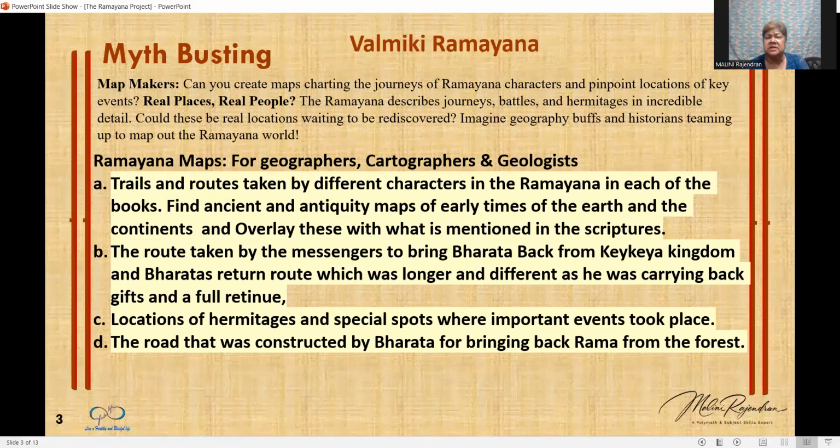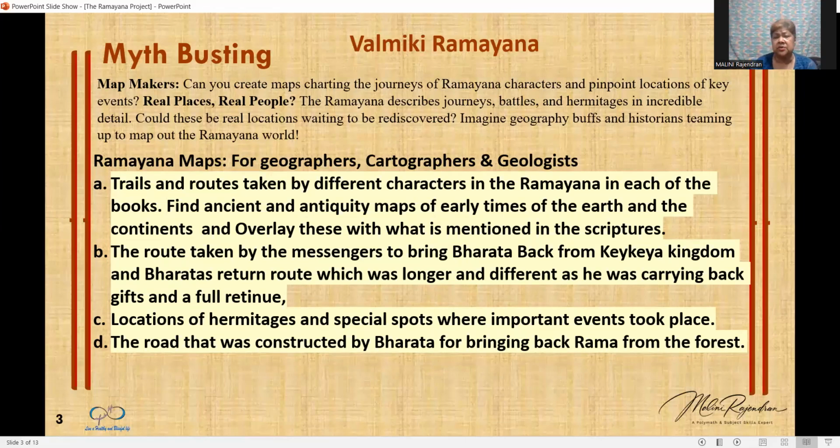In the Ramayana, there are detailed descriptions of journeys taken by Rama, different groups of people, and battles that are fought, and various locations of hermitages which are famous, which have endured past many, many generations and millennia, in incredible detail. So, could these be real locations waiting to be rediscovered, and not what is being popularly touted or spread today in the context of today's geopolitics? Imagine geography buffs, historians, geographers, cartographers, and geologists coming together in a collaborative way to draw these maps. Some of the maps suggested here are trails and routes taken by different characters.